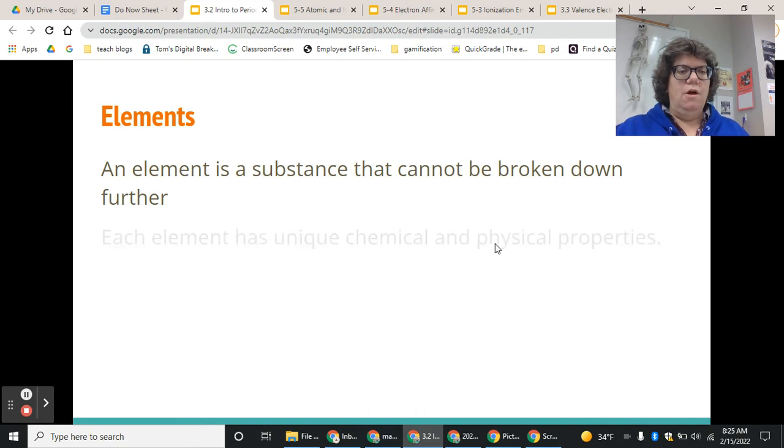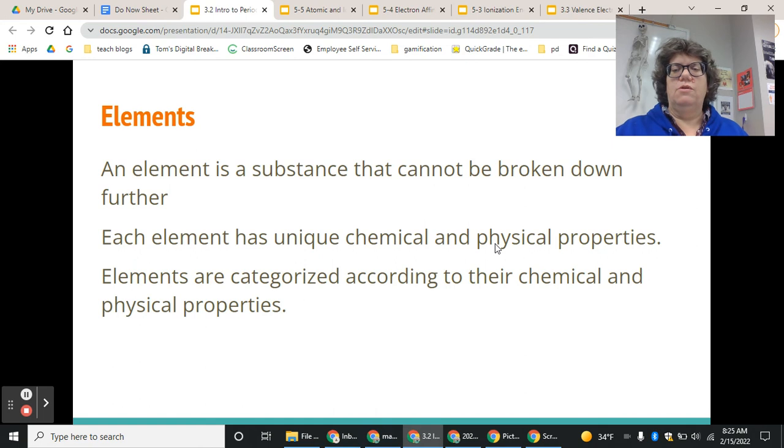All of the elements have unique chemical and physical properties. We are going to be talking a lot in this unit about what those properties are and how they are related and why the table is put together the way that it is, because they are categorized based on their properties. So everything in the same column has basically the same properties, and also along the rows they're organized in such a way that actually when you understand it, the periodic table makes a lot of sense.